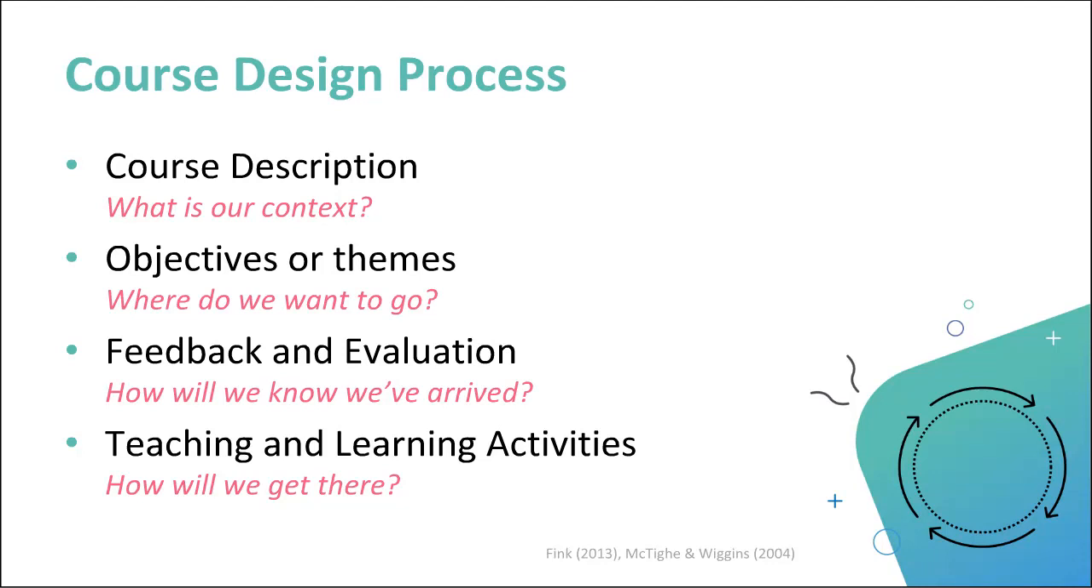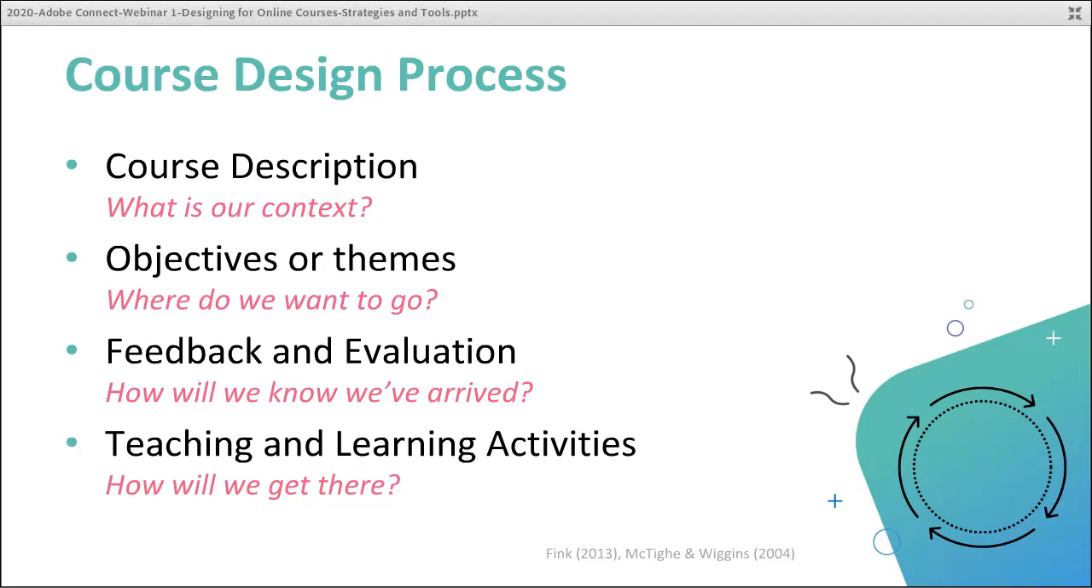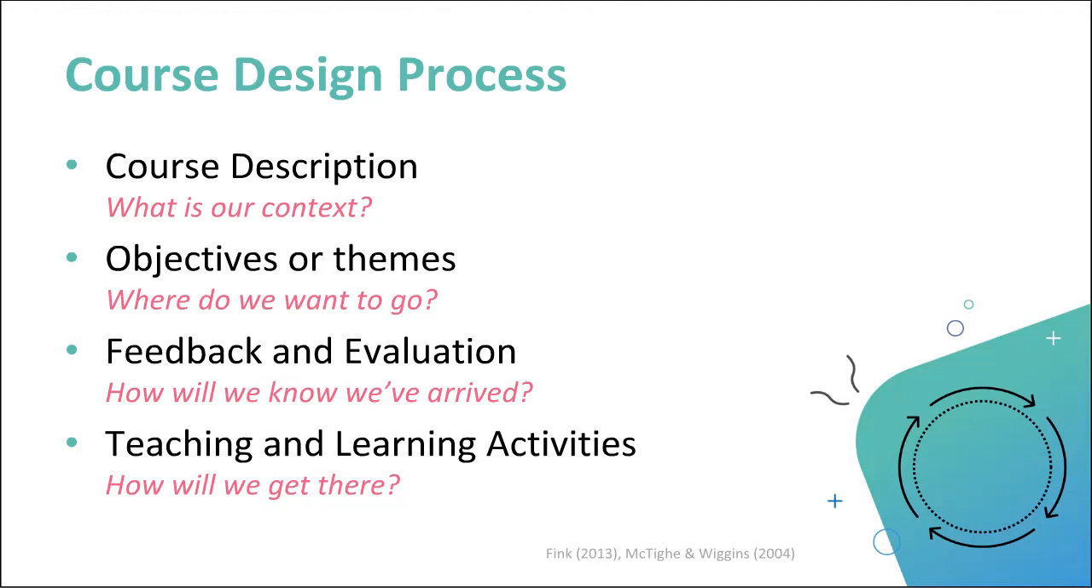Another way to frame the course design process would be in answering these 4 questions. So we might look at it instead as course description being defining what is our context, the objectives or themes being where do we want to go or where do we want students to be able to go, the feedback and evaluation strategies answering the question, how will we know we've arrived or how will we know that students have achieved what we intended them to, and the teaching and learning activities being how will we get there or how will students get to where we want them to go.